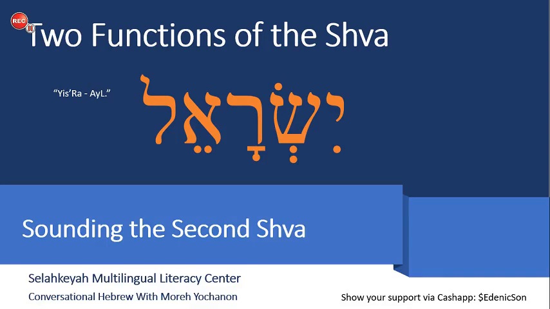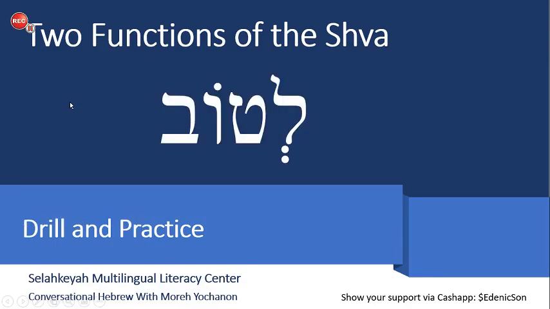And there you can see the Shva represented with the apostrophe. It makes perfect sense to drill and practice this. So let's drill and practice this a few times just so that the rules can sink in, okay?